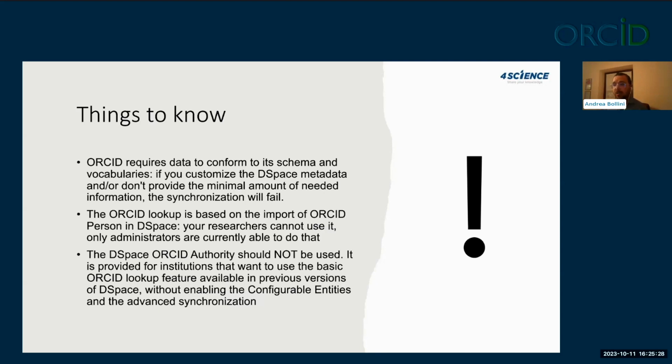Another thing to pay attention to is that DSpace also has an ORCID authority. This is just an old feature, an alternative way to integrate with ORCID that has been provided just for continuity for institutions that were using this integration in previous versions of DSpace. But if you are a new user of DSpace 7, or if you want to enjoy the full benefit of the ORCID integration, you should not use the ORCID authority.